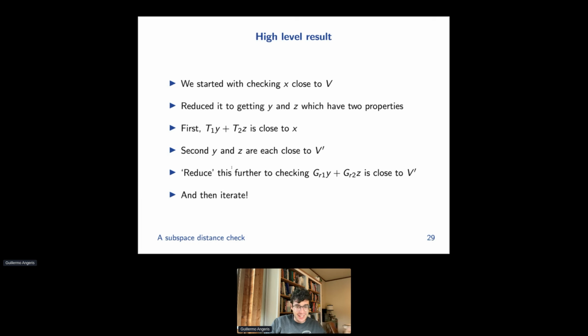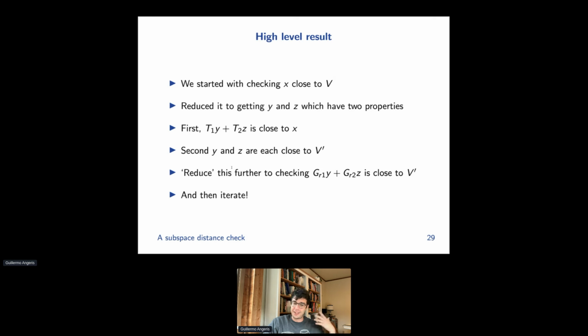And of course, we then iterate because now we need to check that a single vector is close to v prime. Well, we know how to do that. If v prime decomposes into v prime prime, or two matrices over v prime prime, then we can apply exactly the same procedure again, one more time, to check that this gr1 y plus gr2 z is close to v prime. We can just apply the same procedure that we did over x, except for the new vector space.